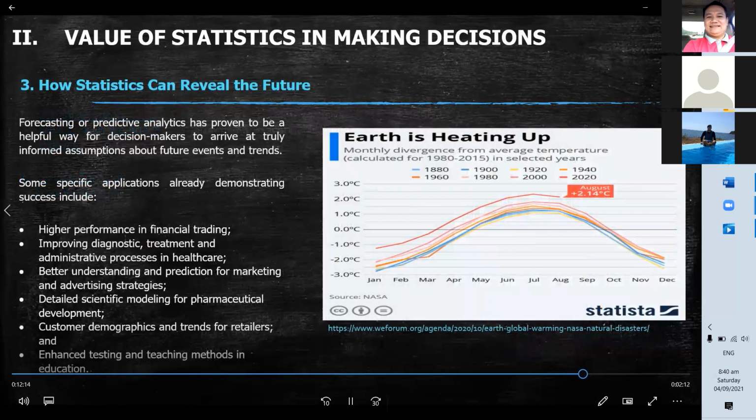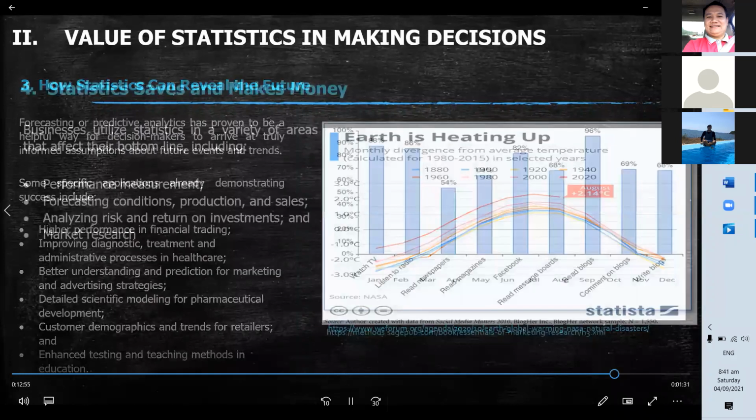Statistics can reveal the future. Forecasting or predictive analytics has proven to be a helpful way for decision makers to arrive at truly informed assumptions about future events and trends. Some specific applications already demonstrating success include higher performance in financial trading, improving diagnostic, treatment, and administrative processes in healthcare, better understanding and prediction for marketing and advertising strategies, detailed scientific modeling for pharmaceutical development, customer demographics and trends for retailers, and enhanced testing and teaching methods in education.